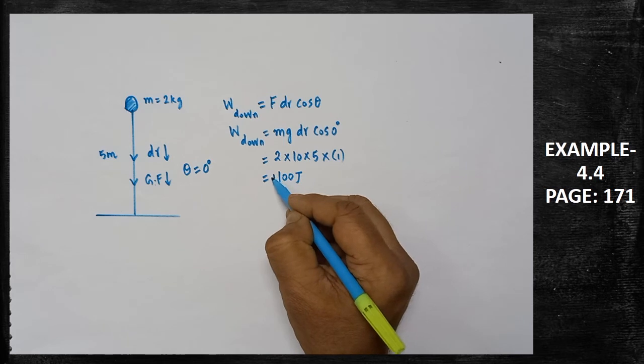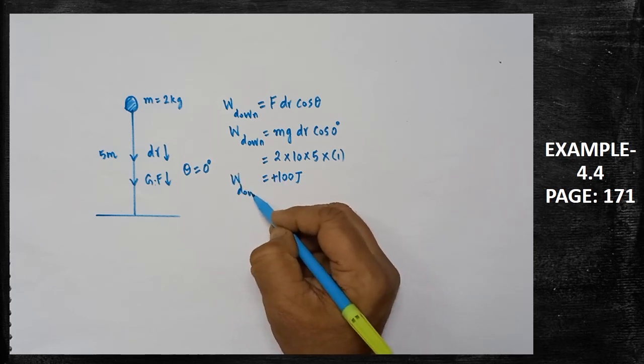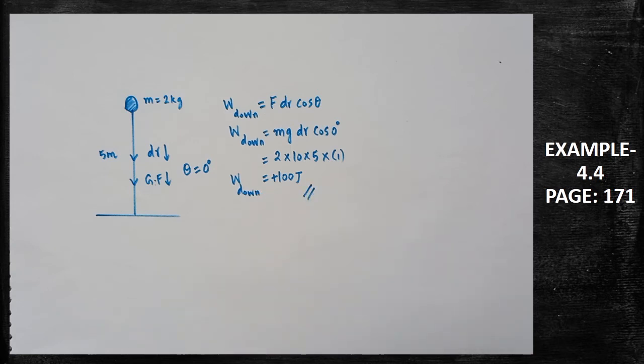Here the work is said to be positive. So work done by the gravitational force when the object moves in the downward direction is how much? 100 joule. Very simple problem. So what is the final question asked? Total work done by the gravity, both in upward and downward motion, is to be calculated, and the physical significance of the result is asked. That is very important.